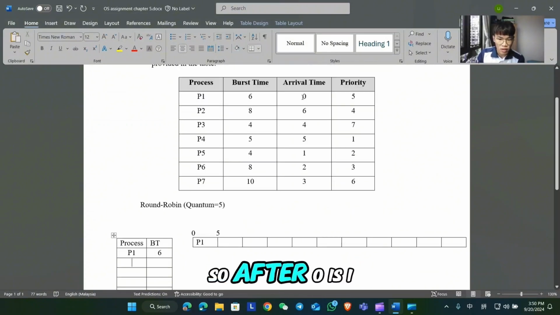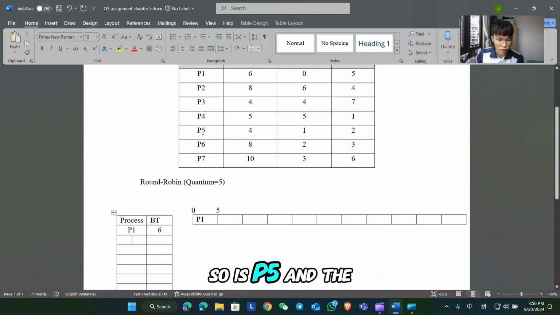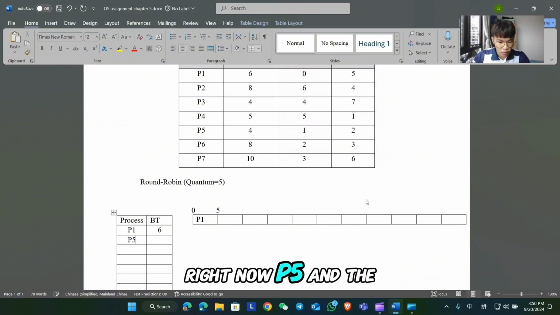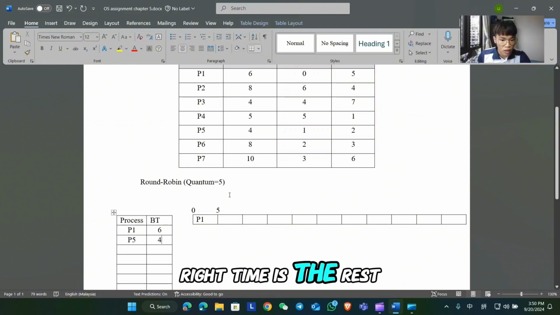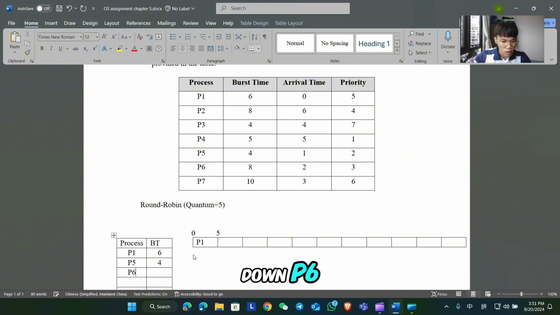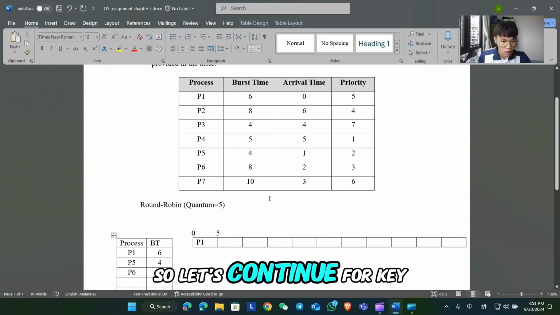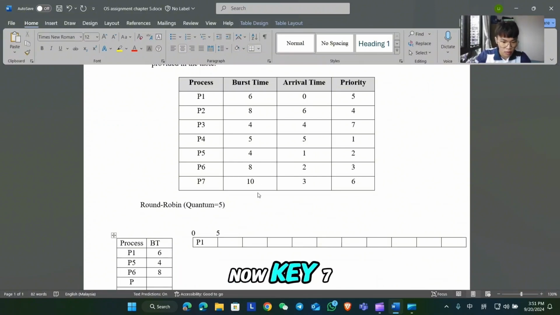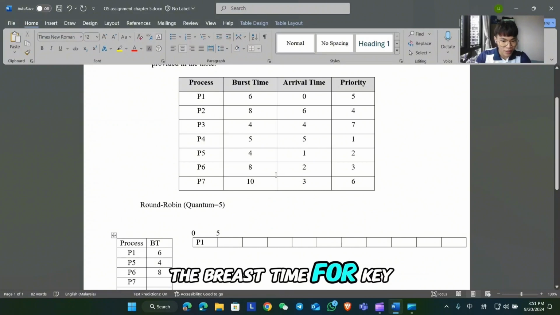So after 0 is 1, which is P5, and its burst time is 4. We write down P5 with burst time 4. After arrival time 1 is P6, because the arrival time for P6 is 2. We write down P6, and its burst time is 8. Let's continue with P7, because the arrival time is 3. We write down P7, and its burst time is 10.